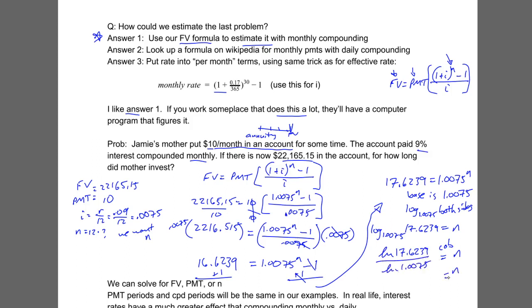And now we can figure it out with the calculator. So 17.6239 natural log. And then divide that by the natural log of 1.0075. And we get 384, almost exactly. So 384 months. And most humans don't think of months that big, so you divide by 12, and you'd get the number of years. 384 divided by 12 is 32 years.